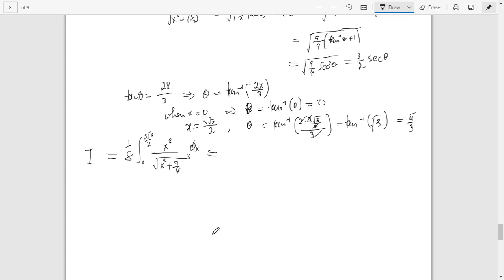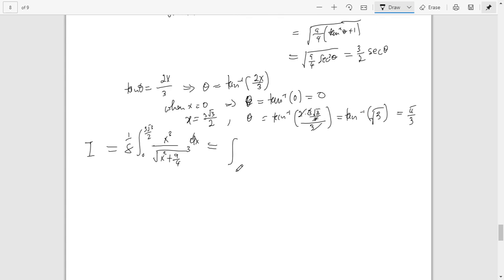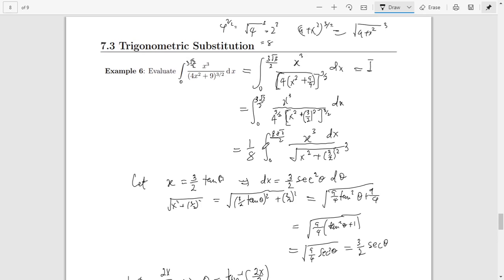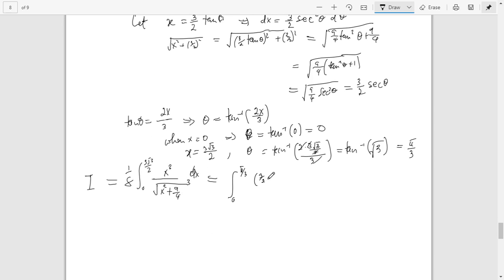So if we make the substitution, the endpoints will now go from 0 to pi over 3. And then my x was equal to 3 over 2 tan theta. That's not really x squared, it's x to the power of 3. Let me see the original problem. Yes, x to the power of 3. So I have 3 over 2 tan theta to the power of 3.